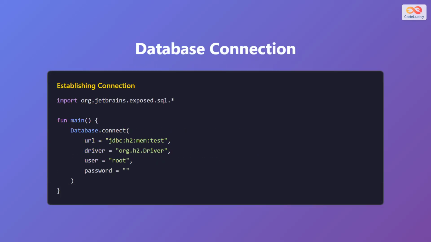Once you have the dependencies, the next step is establishing a database connection. Import the necessary classes from the Exposed SQL package. Then use the Database.connect method to create a connection. You need to provide the JDBC URL, which in this example is an in-memory H2 database, the driver class name, username, and password. This connection setup is straightforward and needs to be done before any database operations.